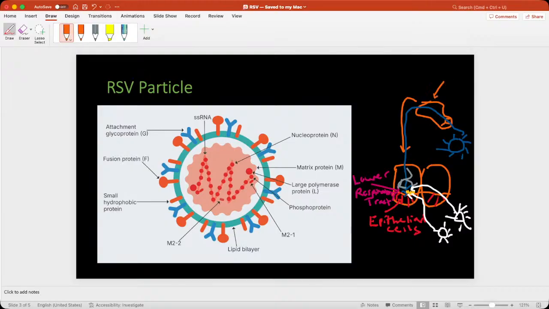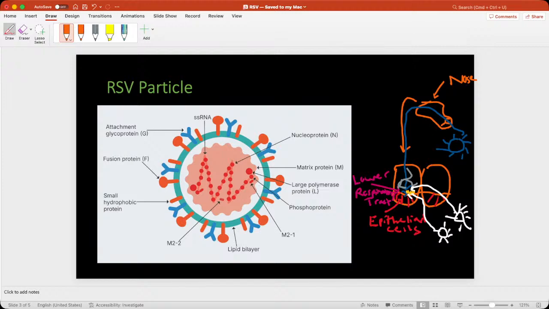But essentially, the particle will go through the nose, and it will eventually reach down to the lower part, going to the small bronchioles, and then the epithelial cells that line there, and goblet cells. And what happens is this viral particle, the RSV particle, is going to attach itself to the epithelial cell membrane, and then it's going to infect that normal cell.